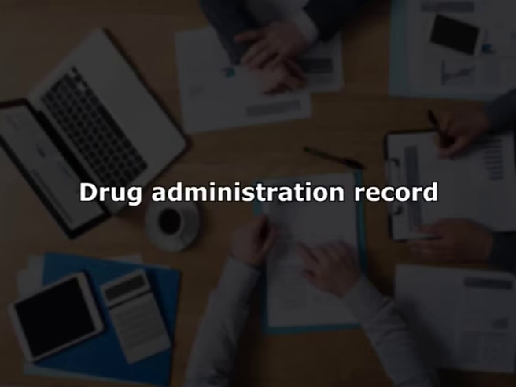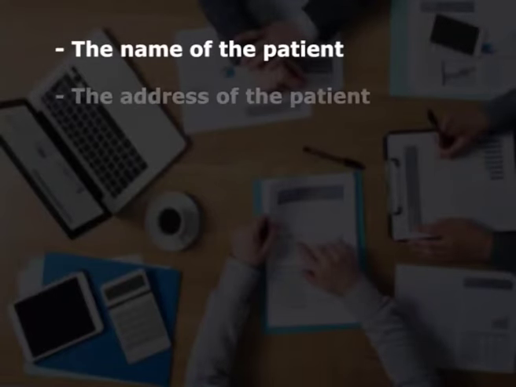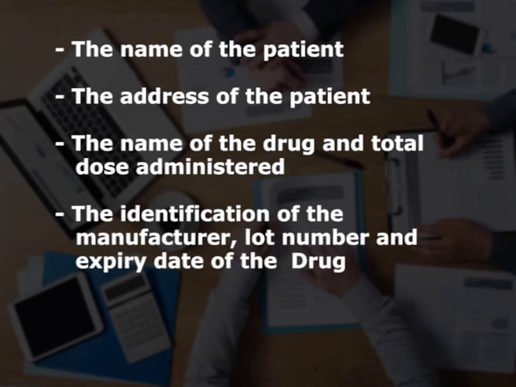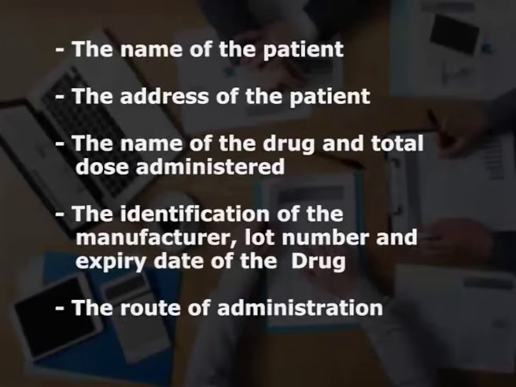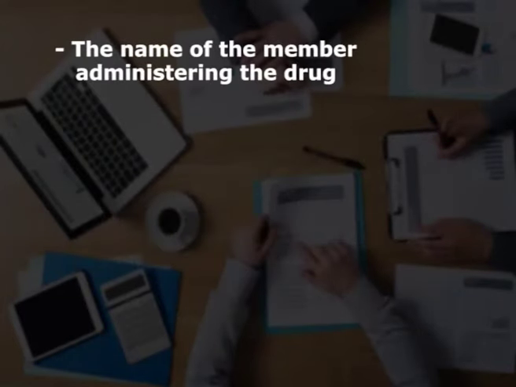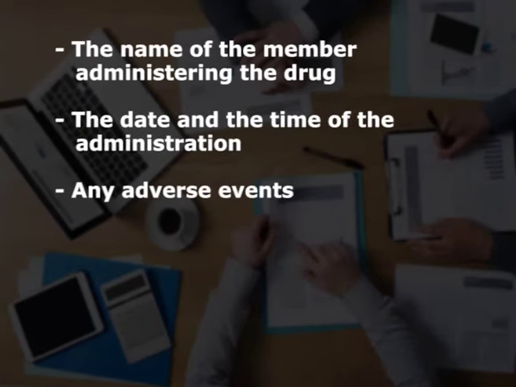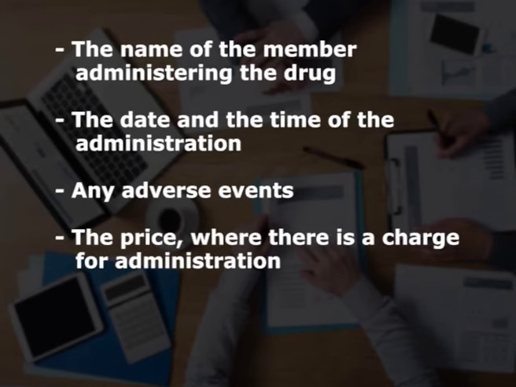Drug administration record. A member who administers a drug to a patient must make and retain a record in the pharmacy of the name of the patient, the address of the patient, the name of the drug and total dose administered, the identification of the manufacturer, lot number and expiry date of the drug, the route of administration, the name of the member administering the drug, the date and the time of administration, any adverse events, and the price where there is a charge for administration.